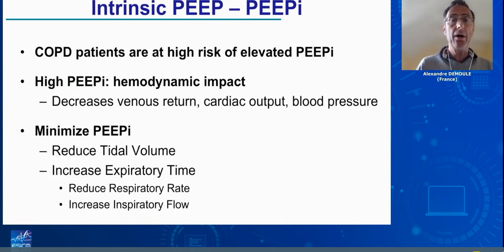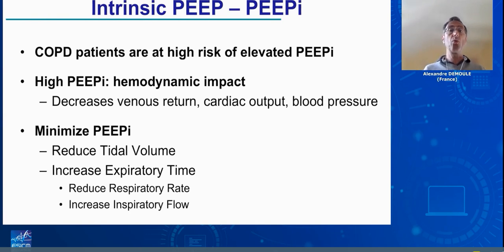So, problem with intrinsic PEEP. First, intrinsic PEEP is not only, but very common in COPD patients because of the high resistance and low compliance of their lung. Those patients are at high risk of elevated intrinsic PEEP. And intrinsic PEEP has a huge hemodynamic impact when it's high. High intrinsic PEEP decreases venous return, and in turn it decreases cardiac output, and then we have low arterial blood pressure.